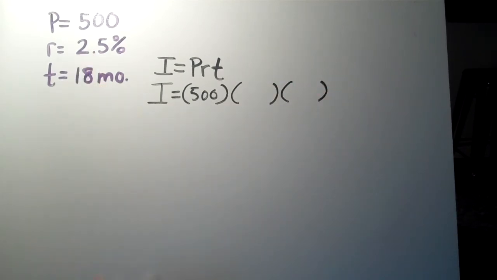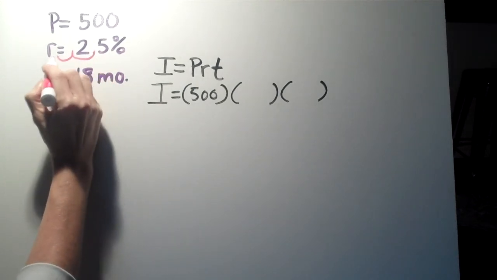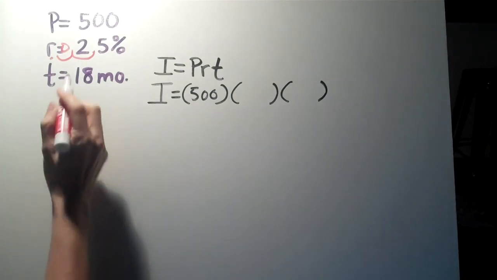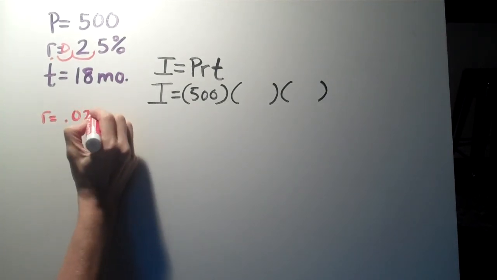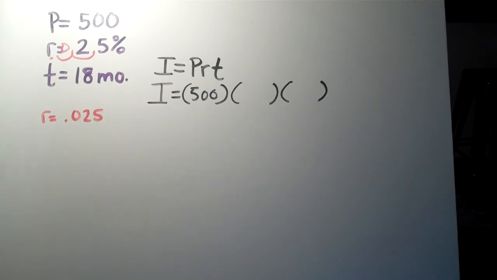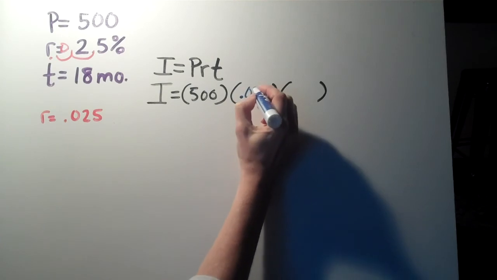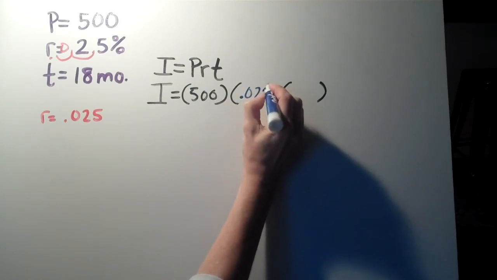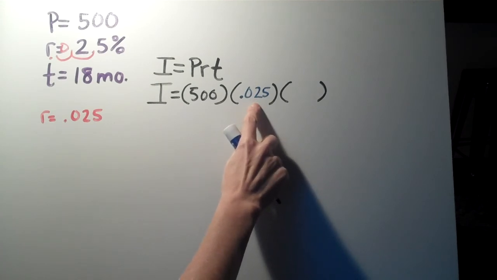Now, the rate is 2.5%. Again, I want to take that and move it 2 places to the left and add the 0. So the rate is going to be 0.025, and I'm going to plug that into my formula there. 0.025, or tenths, hundredths, thousandths, 25 thousandths, right, is how that's read.